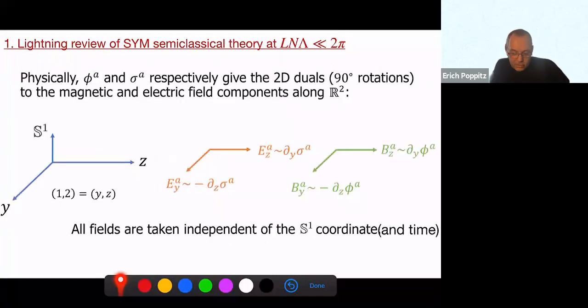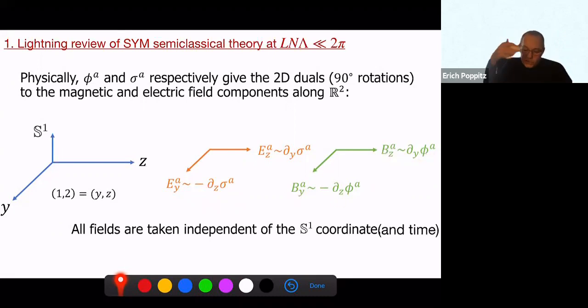So S1 is the small direction, which we ignore. Y and Z are the 2 space directions, and there is time. Everything will be static in what we study; we're studying static configurations. So the electric field in the Z direction is the Y derivative of the dual photon. The electric field in the Y direction is the Z derivative of the dual photon with a minus sign. And similarly for the magnetic fields in the Y and Z directions, those are derivatives of this phi.